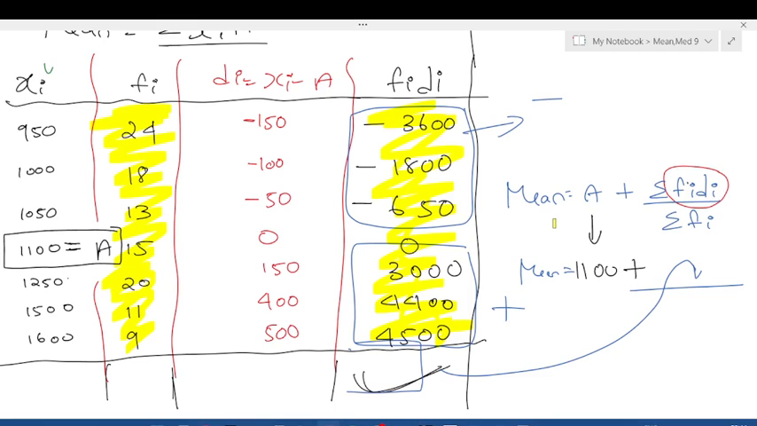For the normal method, we need only one column. For the assumed mean method, we need two columns. And there is one more method, step deviation. For that, we need three columns.